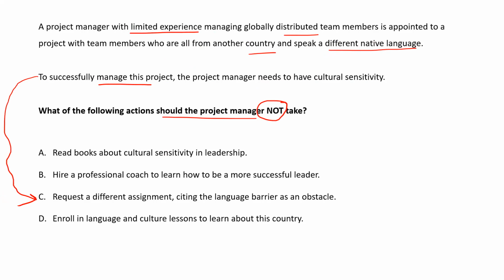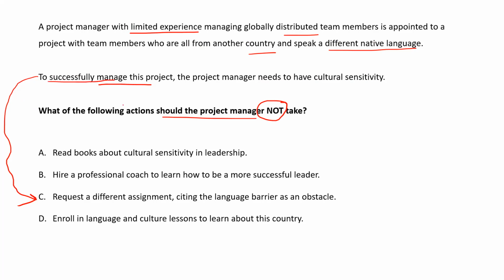So it means you cannot go for the other tasks. They have bound you that you have to do the project and you have to make it successful. So you will do everything, but you will not do that thing, as I have marked it, because they have bound you by the question.